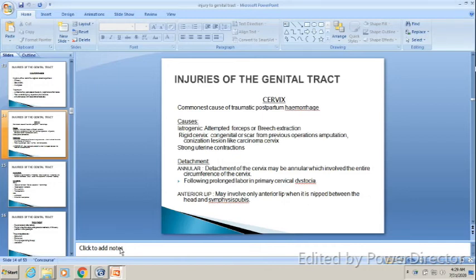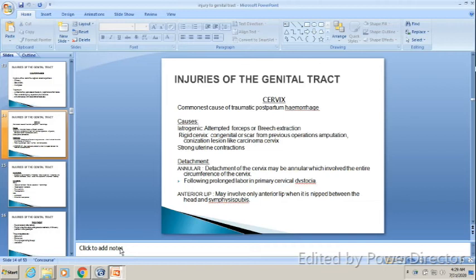Following prolonged labor in primary cervical dystocia. What is cervical dystocia? Cervical dystocia is when the cervix is not properly dilated. The cause is unknown. Usually it occurs in a patient with a history of prolapse of uterus, or a history of chronic cervicitis or scarring of the cervix. In these patients, cervical dystocia is more common. In that case, in prolonged labor, even if the patient is given a trial and she delivers vaginally, the cervix may tear.